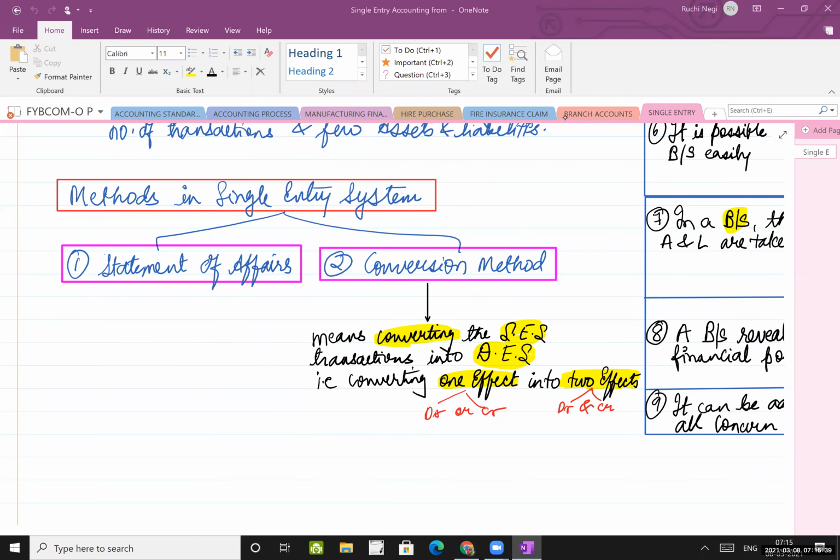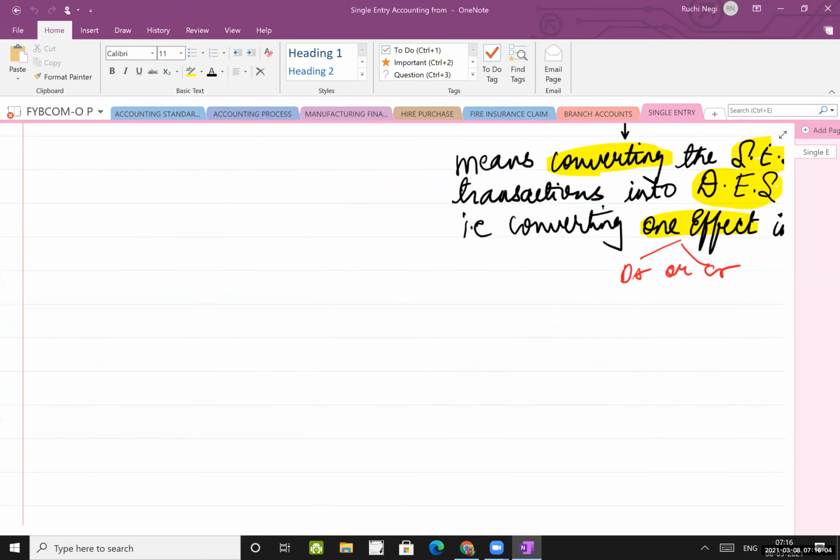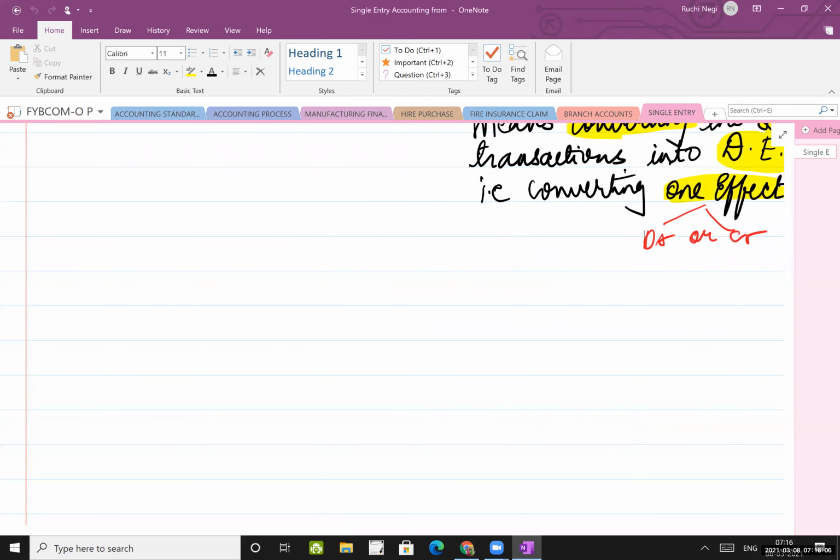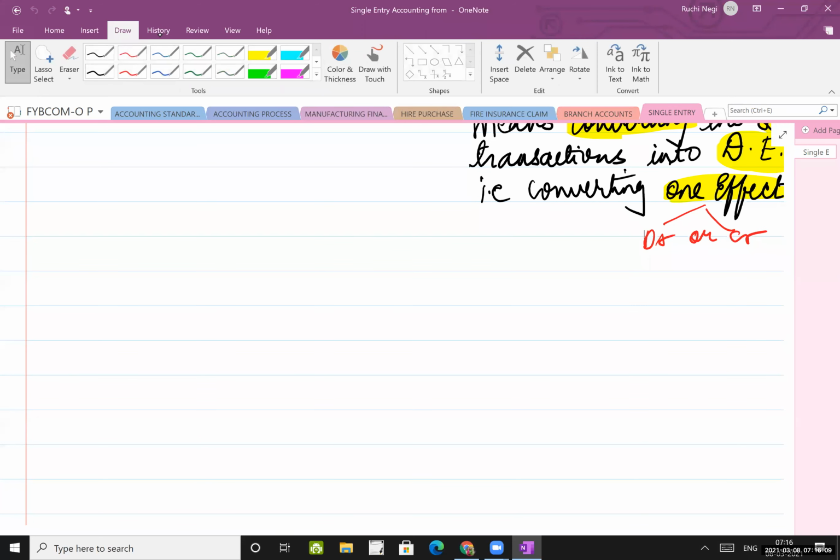Fine. So, what is the conversion method? In the last lecture I had given you a small introduction to it. Conversion method means converting the single entry system transactions into double entry system. That is, in place of one effect, we will try to give the two effects. Okay? So that is all about the conversion method. Note down these points, whatever I'm writing.